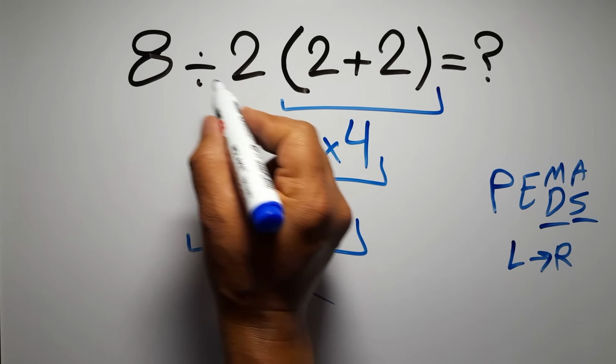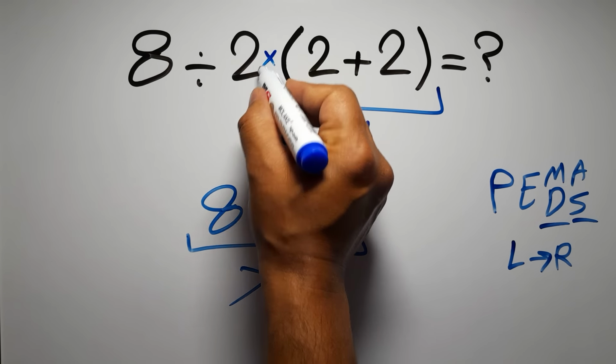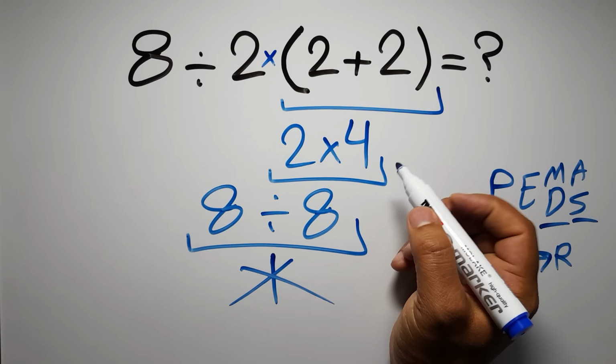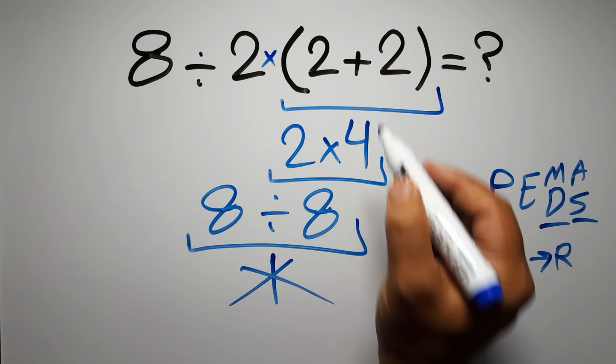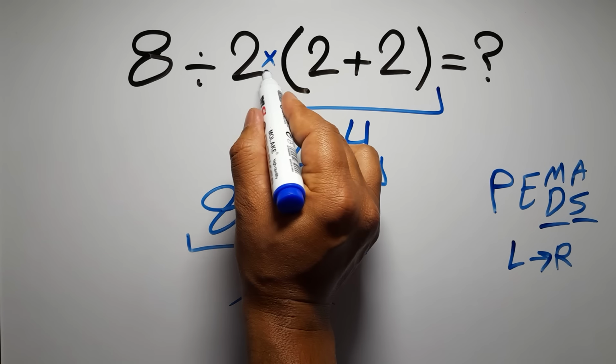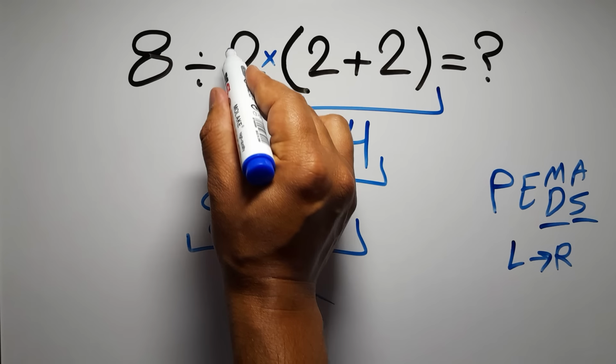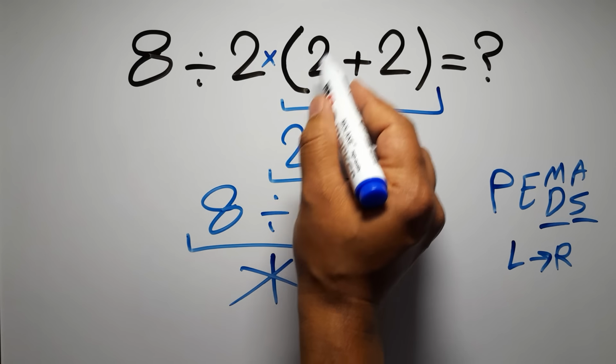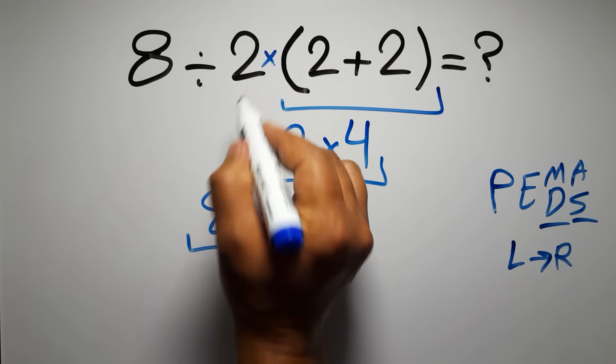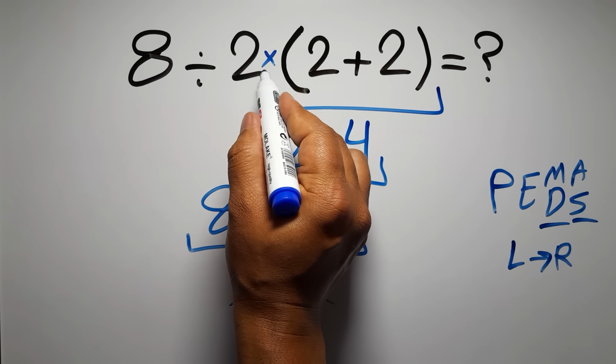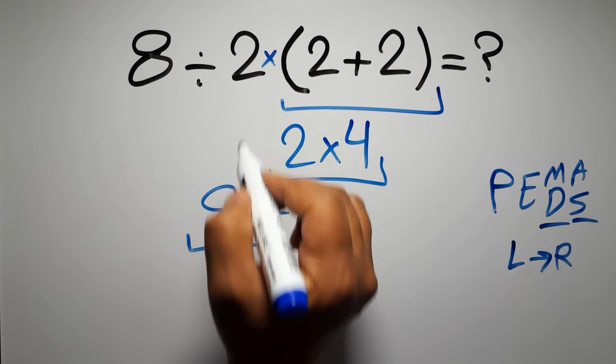In this expression, we have one division, one multiplication, and one parenthesis. Inside this parenthesis, we have one addition. Here we have a multiplication because in mathematics, when a number is placed next to parentheses, it means multiplication. And we usually don't write the multiplication sign for brevity.